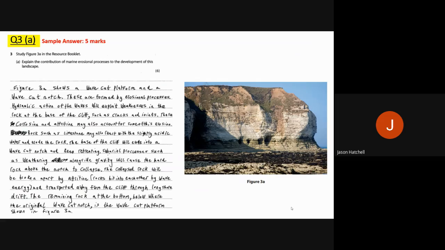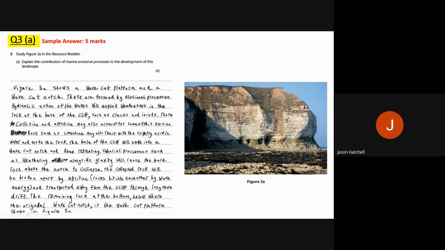So the first question, question 3A, in this section of coasts is on screen for you now. And you were given figure 3A, which is on the right here. And this is obviously of a cliff that has been eroded. And you were asked to explain the contribution of marine erosional processes to develop this landscape. In other words, what processes that the sea are involved in have developed this picture.